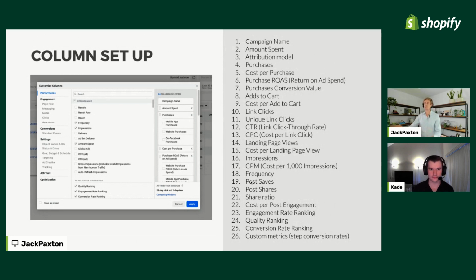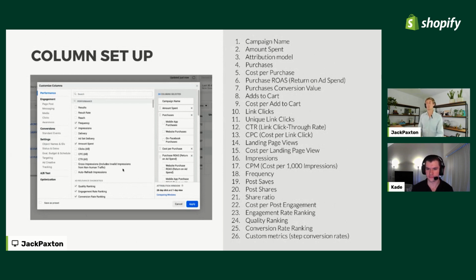So start adding those things into your columns and looking at the averages and seeing if your ads are performing above or below average. Because if they're performing above average, you might want to allocate more ad spend to that. If they're performing below average, you might want to pause those or get rid of those ads. So start looking at your post saves, your post shares, your share ratios, your post engagements, all that sort of fun stuff. And then these custom metrics, which I was talking about, you can go and set those up super easily.